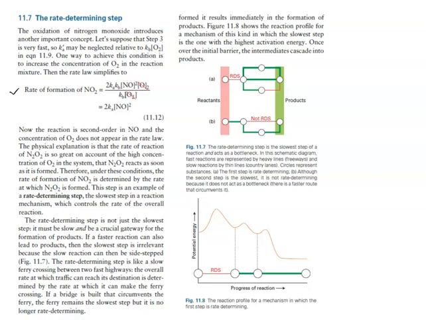The rate-determining step is not just the slowest step. It must be slow and be a crucial gateway for the formation of a product. If a faster reaction can also lead to products, then the slowest step is irrelevant because the slow reaction can then be sidestepped, such as in figure 11.7. The rate-determining step is like a slow ferry crossing between two fast highways. The overall rate at which traffic can reach its destination is determined by the rate at which it can make the ferry crossing. If a bridge is built that circumvents the ferry, the ferry remains the slowest step, but it is no longer rate determining.